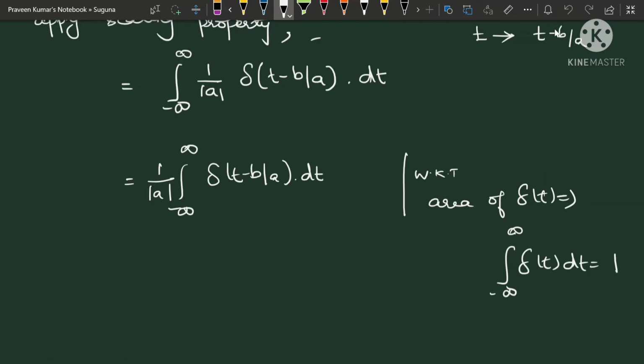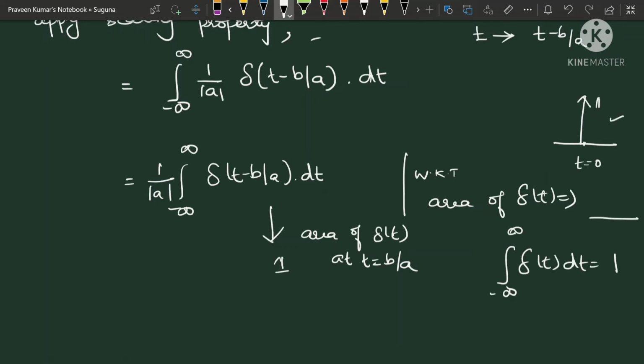என்னன்னா t லேந்து t minus b by aக்கு வந்து ஷிஃப்ட் ஆகிருக்கு நம்மளுடைய del of t. ஸோ அதனால் இது என்ன? This is equal to 1, right? This is what? Area of impulse at t is equal to b by a. Del of t at 0, the area of del of t is 1, right? T is equal to 0. Okay, this impulse is shifted right side to t is equal to b by a, right? 0லேருந்து ஓகே b by aக்கு இங்கே ஷிஃப்ட் ஆயிருக்கு.